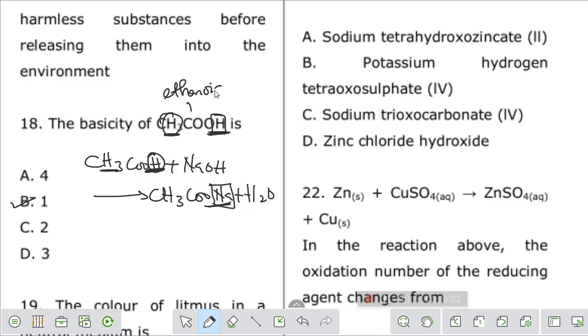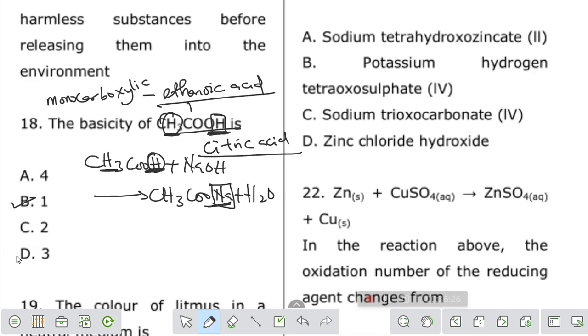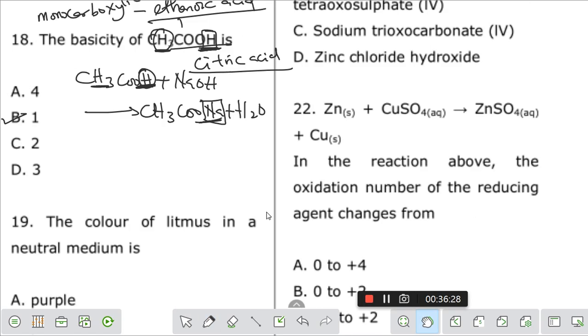It is 1. But for citric acid, citric acid is a tricarboxylic acid. The reason why the basicity of ethanoic acid is 1 is because ethanoic acid is a monocarboxylic acid. That is, it has only one COOH. A dicarboxylic acid is going to have basicity of 2. So a tricarboxylic acid, like citric acid, has basicity of 3.